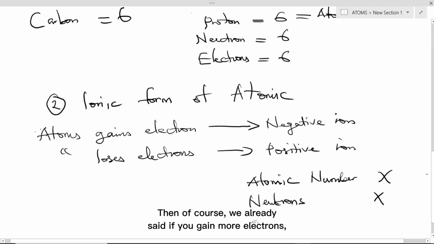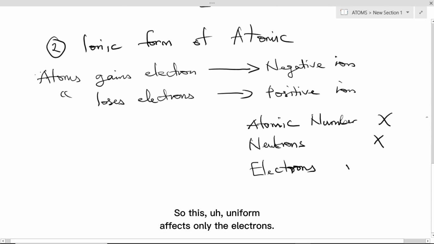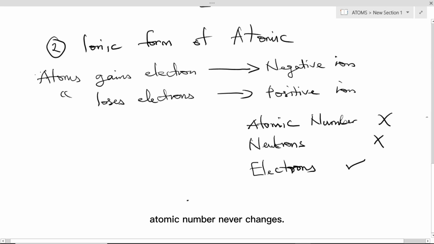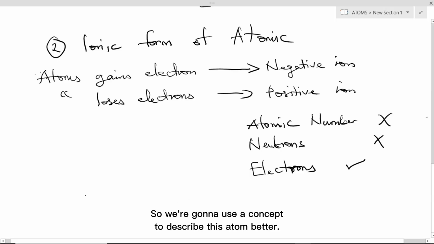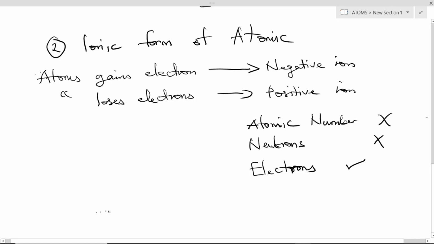Then, of course, we already said if it gains more electrons, it becomes a negative ion. If it loses, it becomes a positive ion. So this ionic form affects only the electrons. Of course, the number of protons never changes, so the atomic number never changes. So we're going to use a biological concept to describe these atoms better so that we can better understand it.